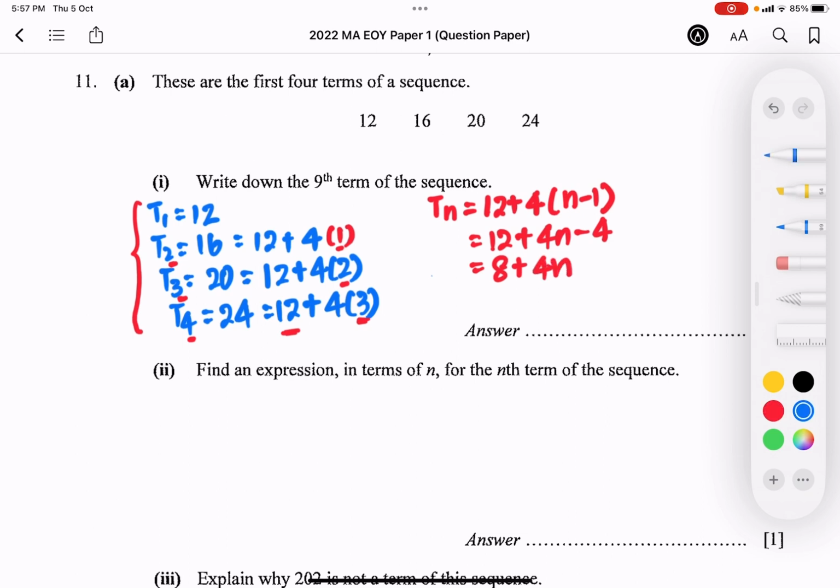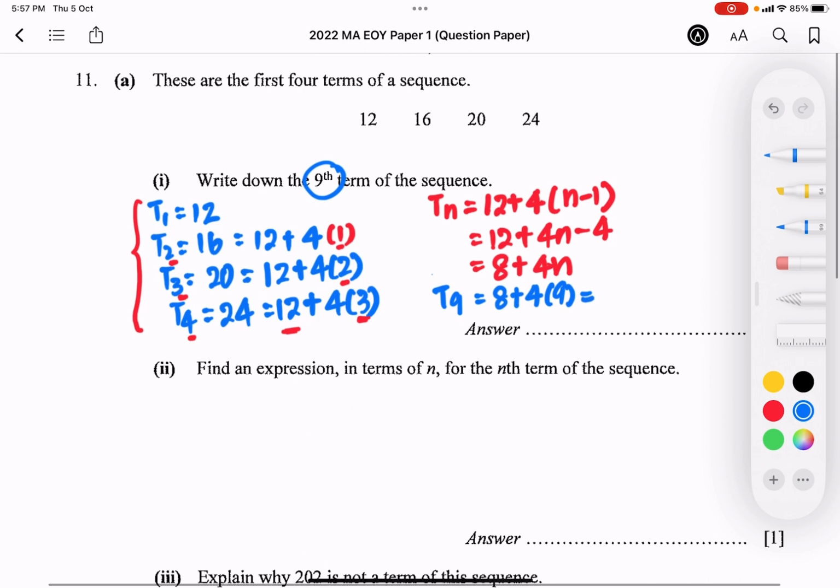Now to get the 9th term, we have T9 equal to 8 plus 4 times 9. That results in 8 plus 36, which is 44. That's the answer.